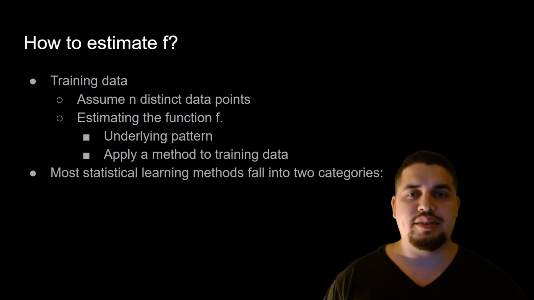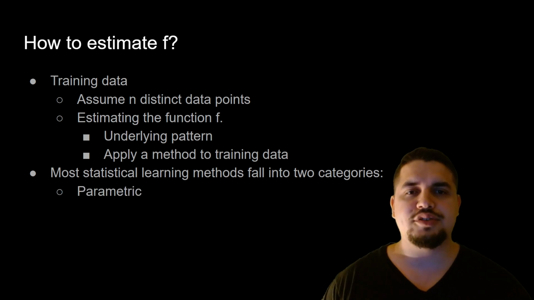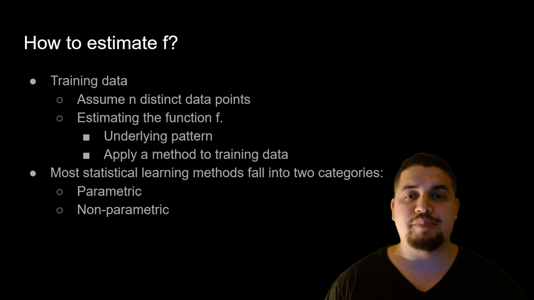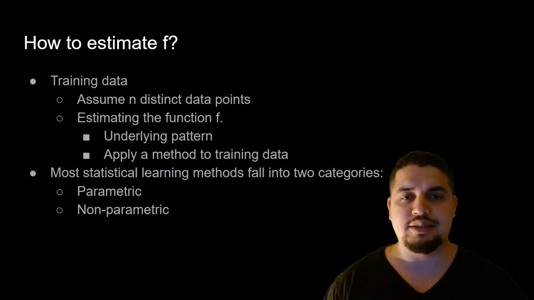Most statistical learning methods fall into two categories. The first category is parametric. Parametric methods involve assuming a specific form for f. An example of a parametric method is a linear regression. This method involves estimating the parameters based on the data. The second category is non-parametric. Non-parametric methods do not make explicit assumptions about the form of f. Instead, non-parametric methods focus on constructing a model that adapts to patterns observed in the data. Non-parametric methods adapt more flexibly to the inherent complexities of the data.